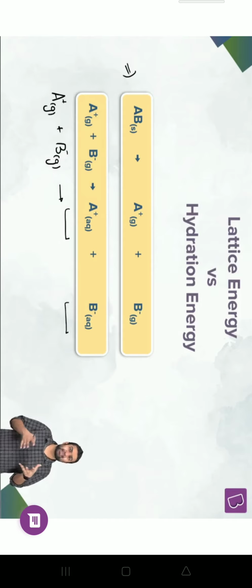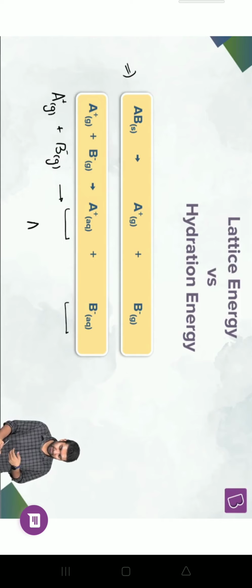So this is basically the hydration process. So what is the lattice energy process? You take ions in their gaseous state and you form a solid lattice. Okay. Now what is the solvation or the hydration process? The hydration process is you take ions in the gaseous state and you form solvated or hydrated ions, depending on what the solvent is. For example, if we had alcohol over here, instead of aqueous, I would have written A+ bracket alcohol.